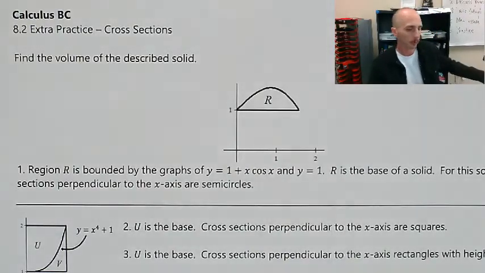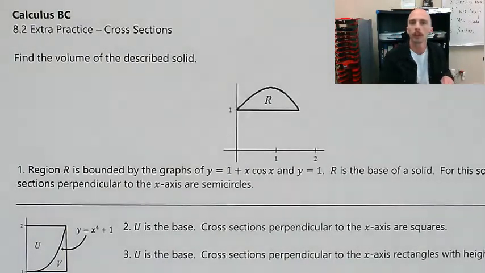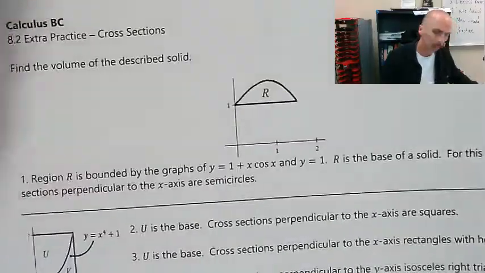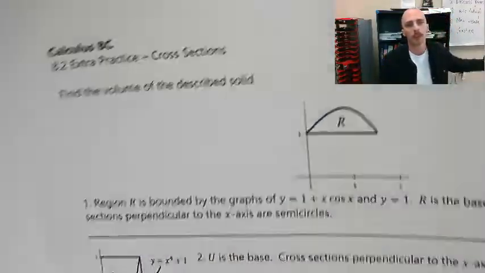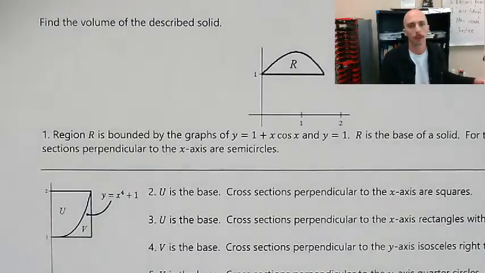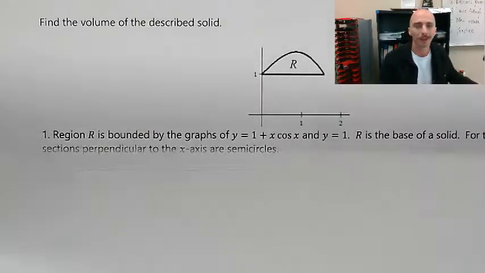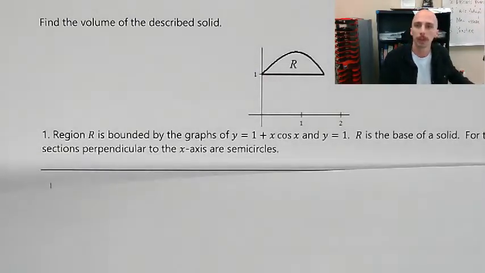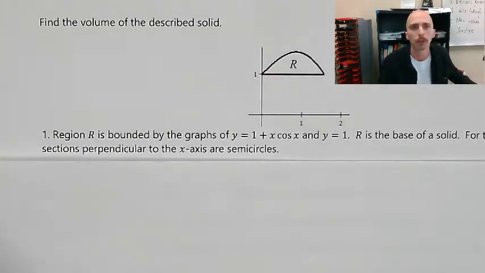All right, in this video I'm going to be doing some examples of cross-section volumes for AP Calculus. I'm going to be working through the 8.2 extra practice set. Like some of the other ones, some of these integrals I will actually go through and compute, and some of them I will set up and not evaluate. If it's going to require the use of a calculator, I don't think it's the best use of your time to watch me type these things into the calculator, so I'm just going to set them up and show you how it's done.